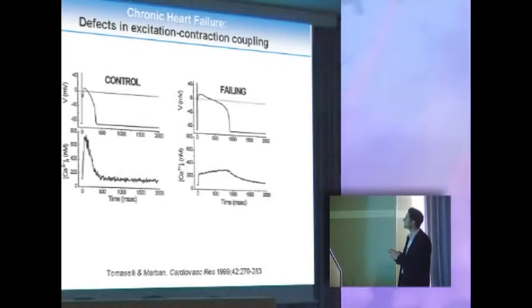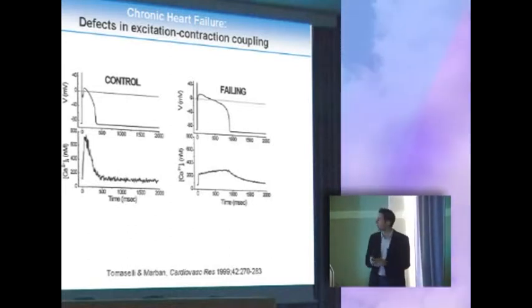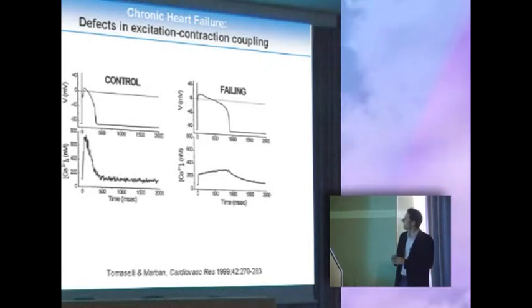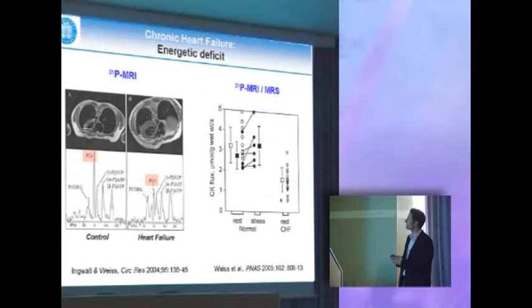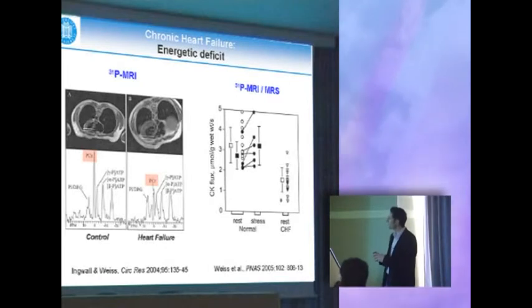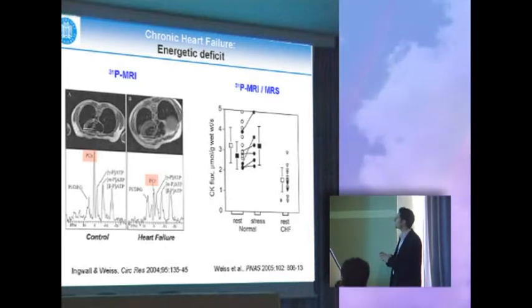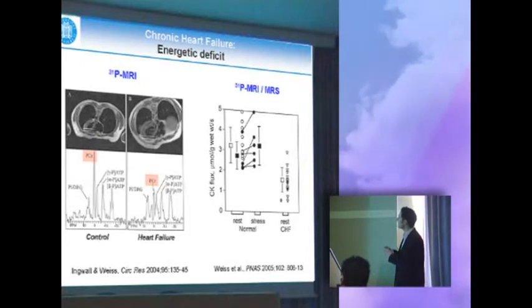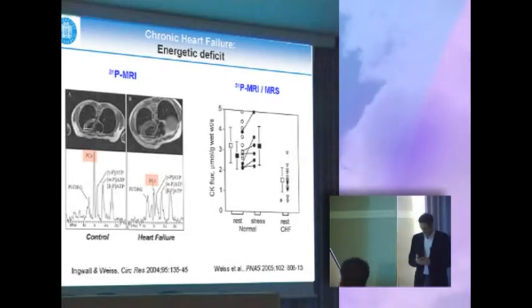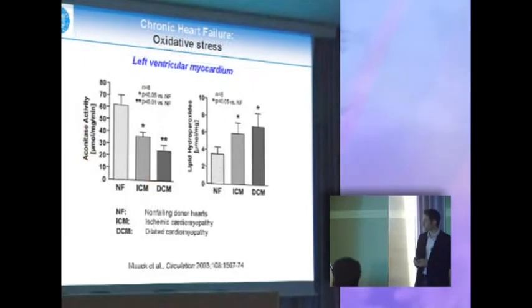is strongly reduced and slowed, compared to normal calcium transients in normal heart cells. Another problem in heart failure is that there is an energetic deficit, and it has been shown that the phosphocreatine levels in the failing heart are tremendously reduced. And maybe an even more dynamic parameter, the creatine kinase flux, is reduced in the failing heart compared to normal hearts. And a third problem is that there is increased oxidative stress in the failing heart.